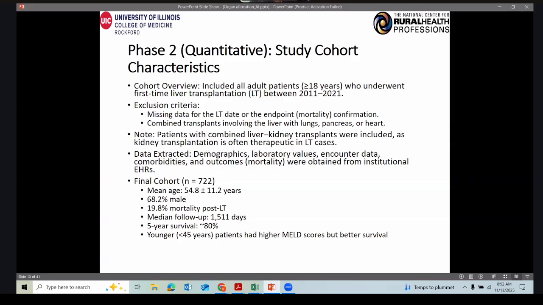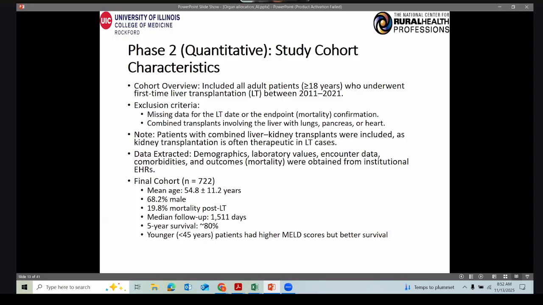When we look at the post-transplantation outcomes, the mortality rate was 19.8% and the median follow-up period was approximately 1,500 days, which means roughly 4 years. The 5-year survival rate was about 80%, which is consistent with benchmarks from other transplantation centers.